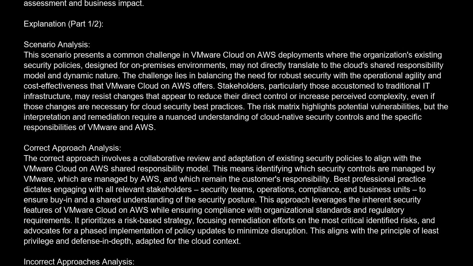This means identifying which security controls are managed by VMware, which are managed by AWS, and which remain the customer's responsibility. Best professional practice dictates engaging with all relevant stakeholders: security teams, operations, compliance, and business units, to ensure buy-in and a shared understanding of the security posture. This approach leverages the inherent security features of VMware Cloud on AWS, while ensuring compliance with organizational standards and regulatory requirements.